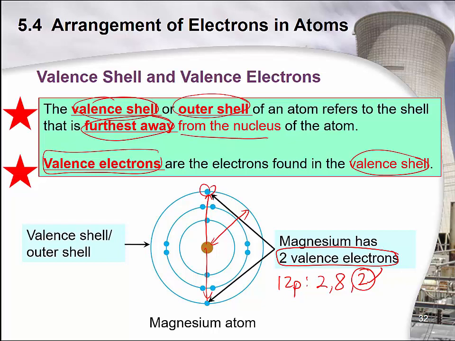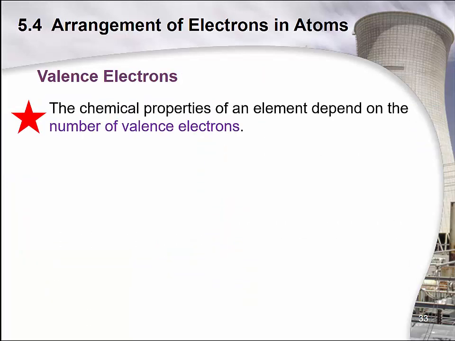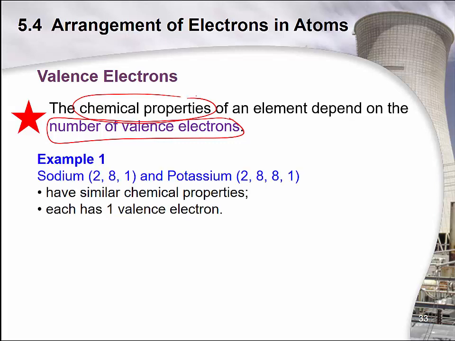And that's why you have 2 valence electrons in the last shell. So the last number is the number of valence electrons. The chemical property depends on the number of valence electrons, because chemical property means the reaction. Reaction occurs when a valence electron is either given away, taken in, or shared.